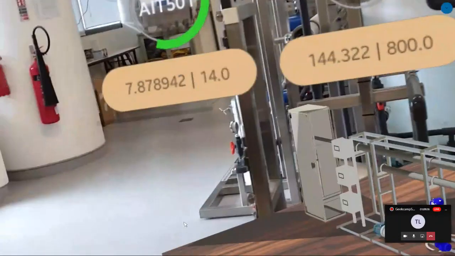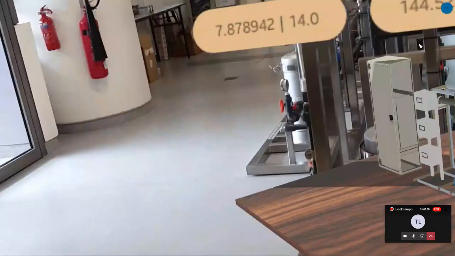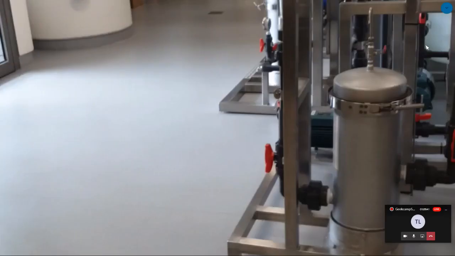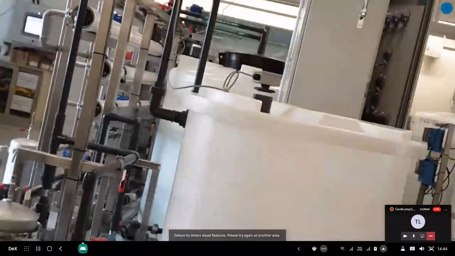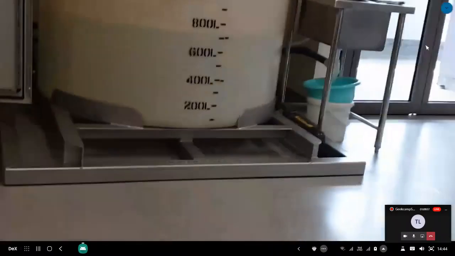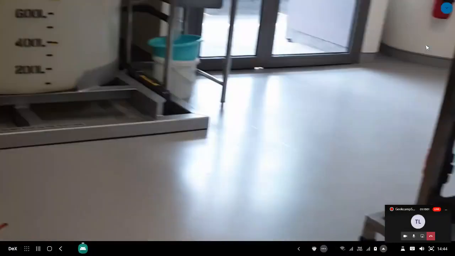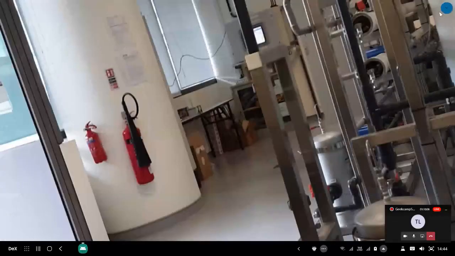So you can just visualize the entire plant. Let's see if this scenario works here. If it doesn't, it will work on stage in the future. Okay, maybe the whole plant can be visualized later in the stage.